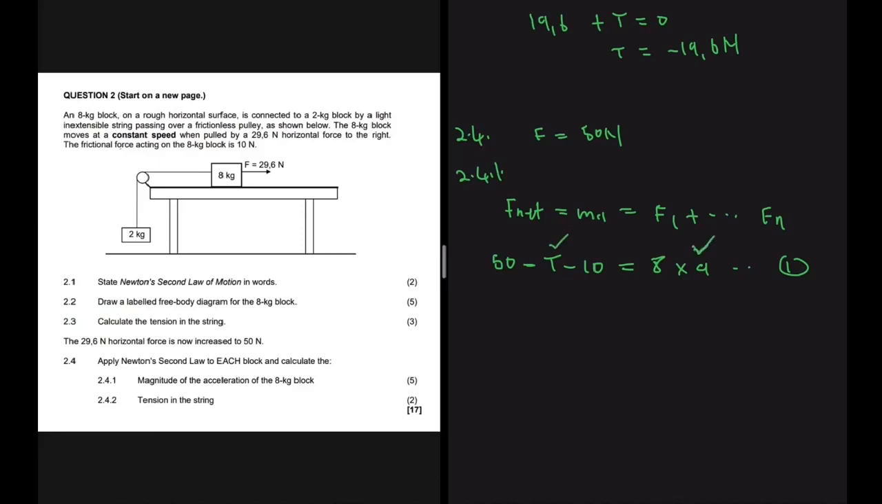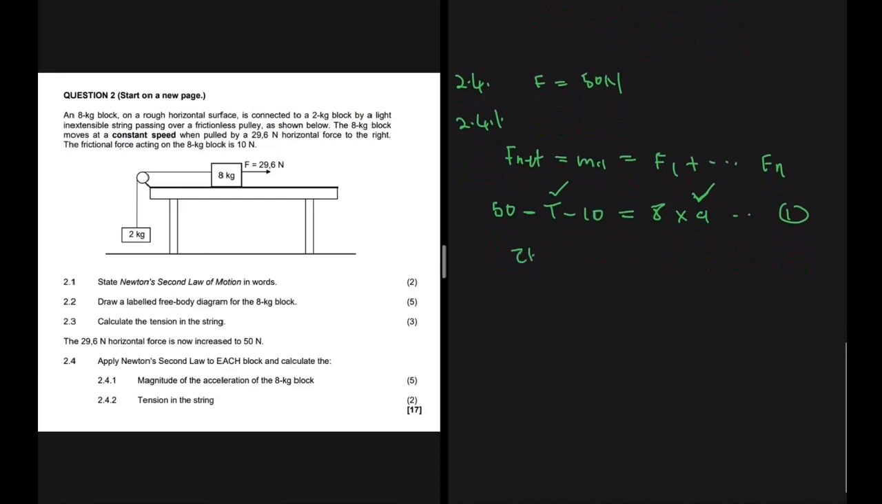So we need another equation. If you have 3 variables, you make sure you get 3 equations. If you have 4, you get 4 equations, and then you can solve. So another equation, we'll get it by using the 2 kg block. The question sort of gives it away because it says apply Newton's second law to each block. But even if it doesn't say that, if you're trying to find acceleration and tension, and you find yourself in a situation where you have 2 variables, you have to use the other mass or the other block to find the second equation, and then you can solve simultaneously.